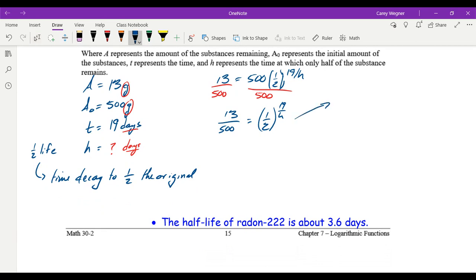logarithmic form. A logarithm, my base is a half. This is equal to the power, which is 19 over h. And the logarithm is being taken, oh, it's equal to an exponent. My mistake there. It's equal to the power, which is 13 over 500.